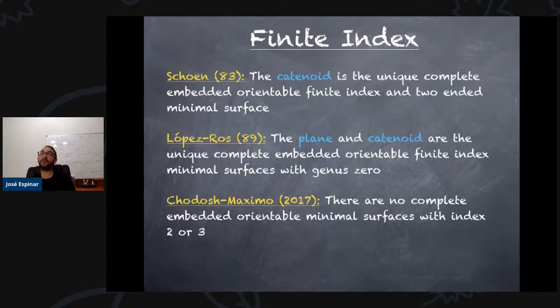It remained the case of 4. It seemed to be true, but they didn't prove it. So it's natural to expect that we have the catenoid, and then we will have the Costa surface. And in between, we have nothing of index 2, 3, or 4 in the best case. So it's a really interesting problem, and this is a really beautiful paper of Chodosh and Maximo.